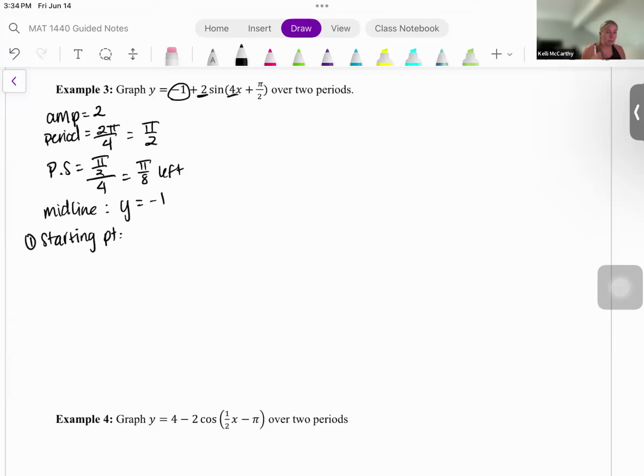So again, that starting point, since our sine function, that parent function, sine of x, starts at 0, 0, we're going to find where the argument is equal to 0. Subtracting pi over 2 first, and then dividing by 4, x is equal to negative pi over 8. Again, that does illustrate that we are shifting to the left, not to the right.